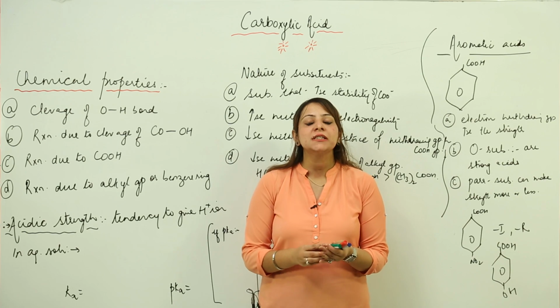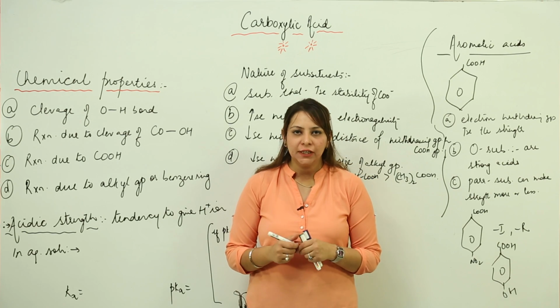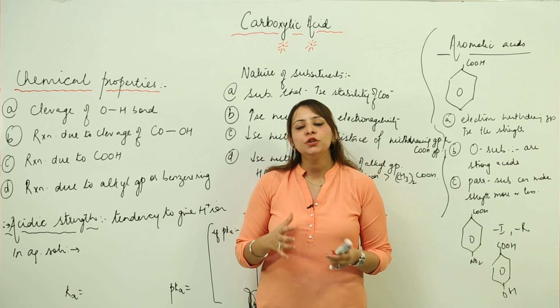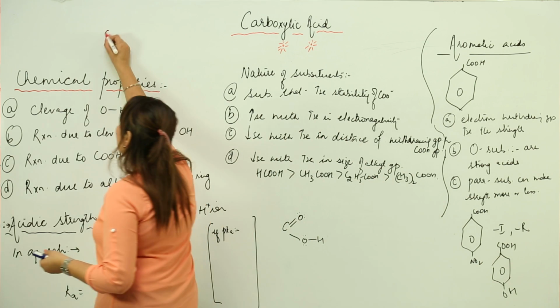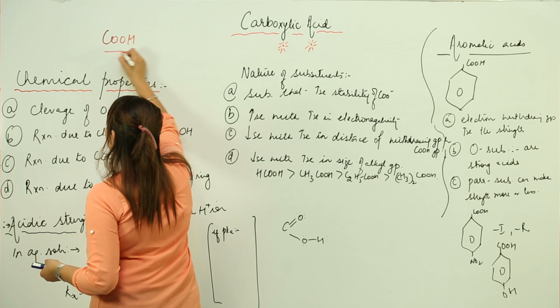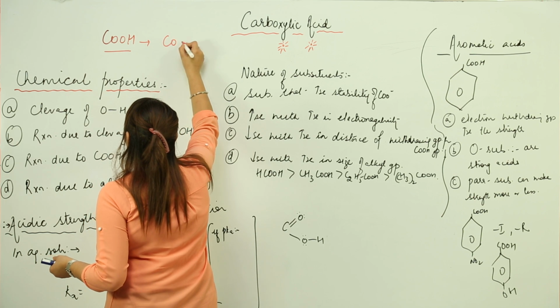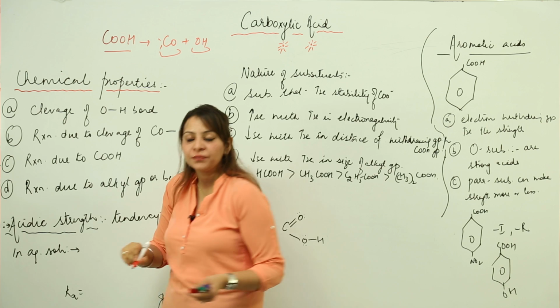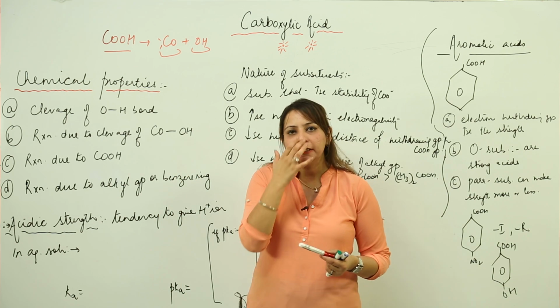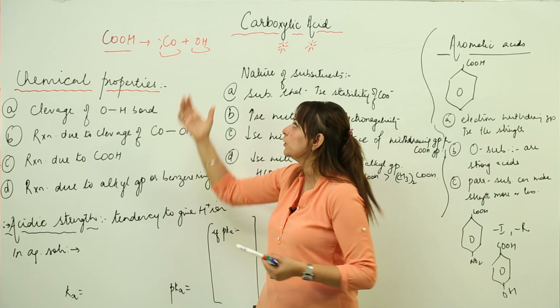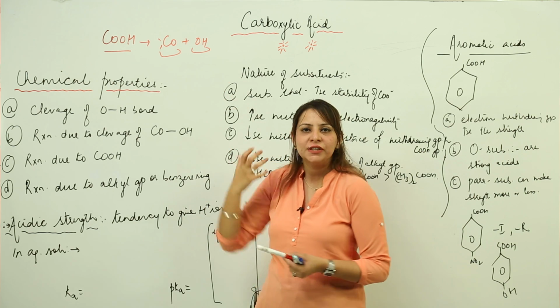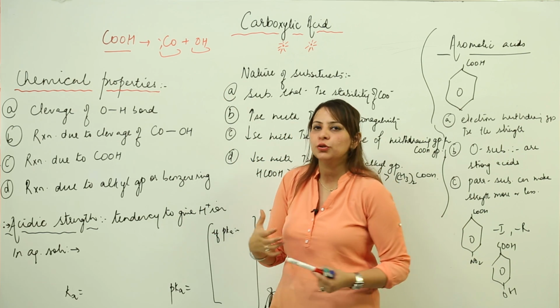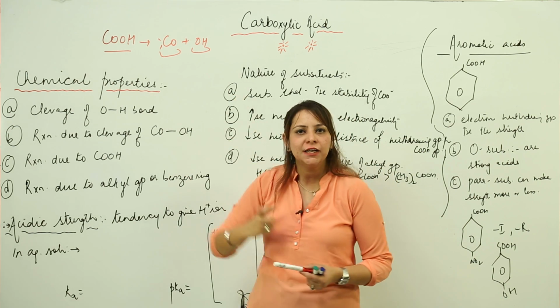Now we are going to start with the chemical properties of the carboxylic acid. As I told you in the previous lecture, it is formed by the combination of the carbonyl group with the hydroxyl group. You must be thinking that it must show the properties of these two compounds. It's right that it tends to show the properties related to the carbonyl and the hydroxyl group.